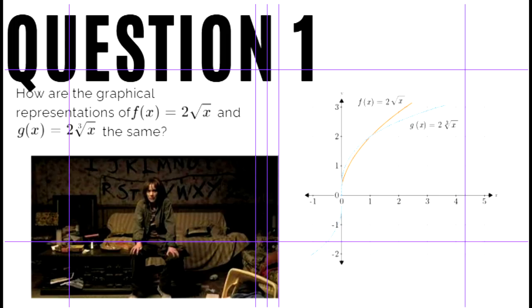How are the graphical representations of f of x equals 2 times the square root of x and g of x equals 2 times the cube root of x the same? How are these the same? Pause it, figure it out, come back.